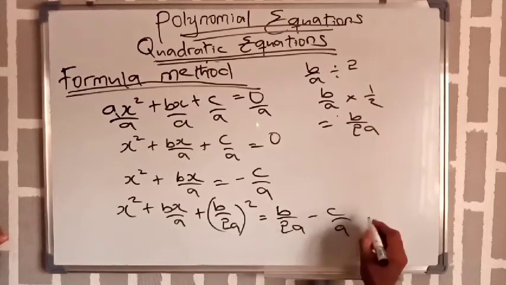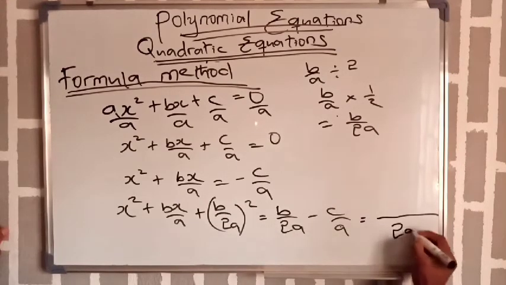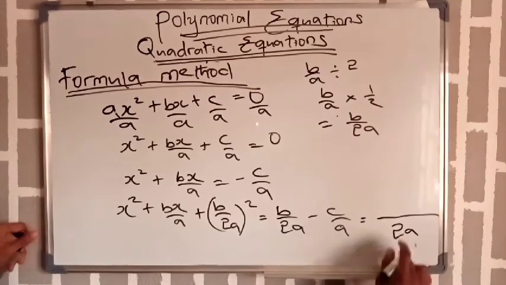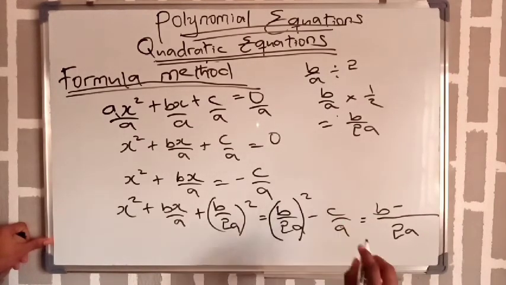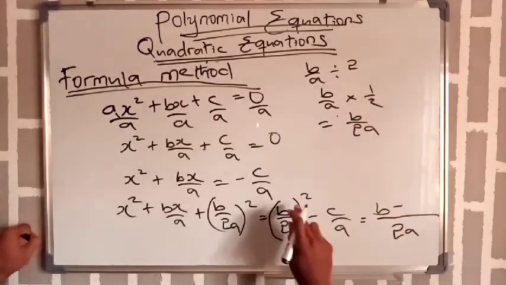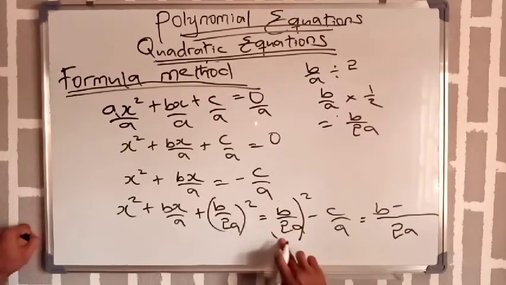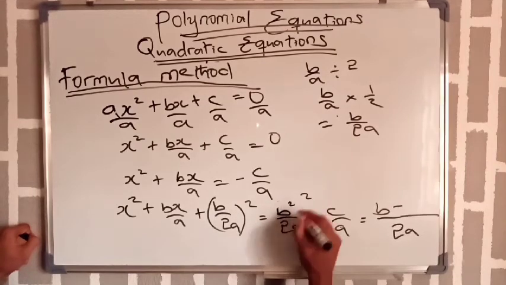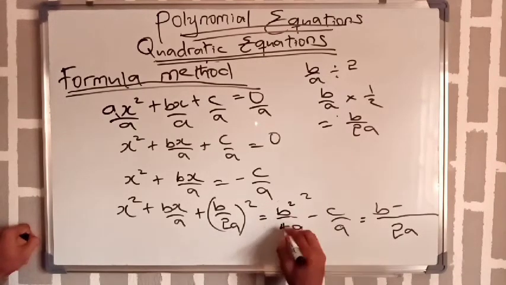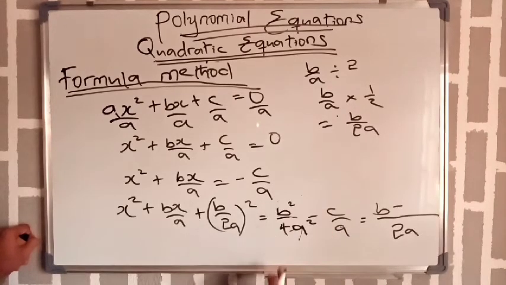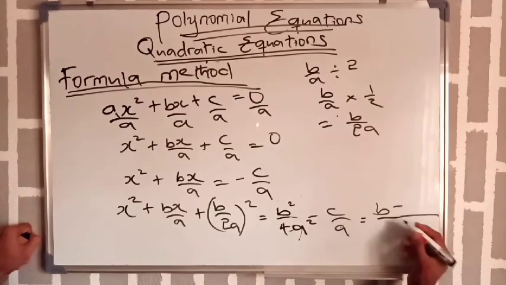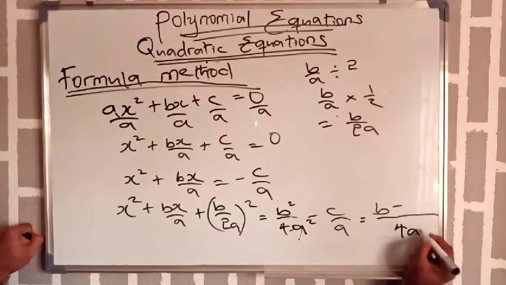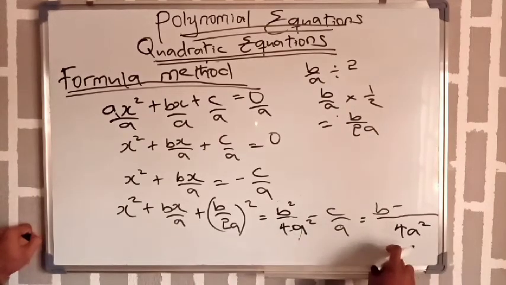Then finding the LCM of this part gives you all over 2a. Right, this and this will give b minus a square. Okay, so opening up this, it will give b square over 4a square. Okay, so finding the LCM now, what will be here would be 4a square. So 4a square and 4a square will give 1.